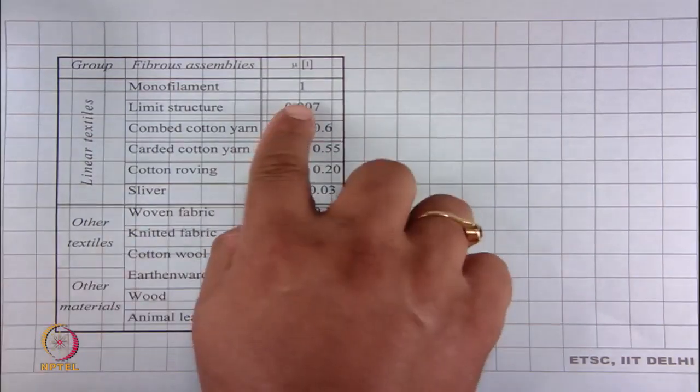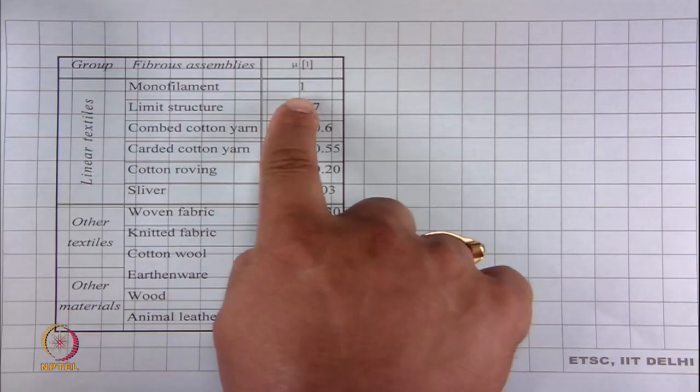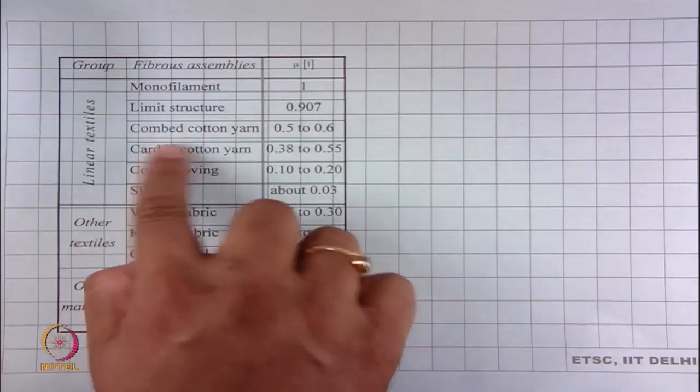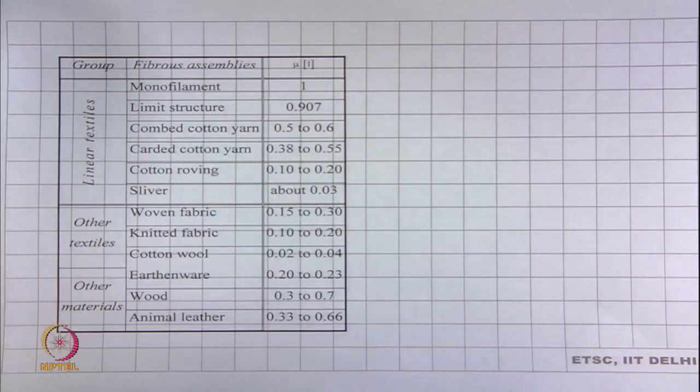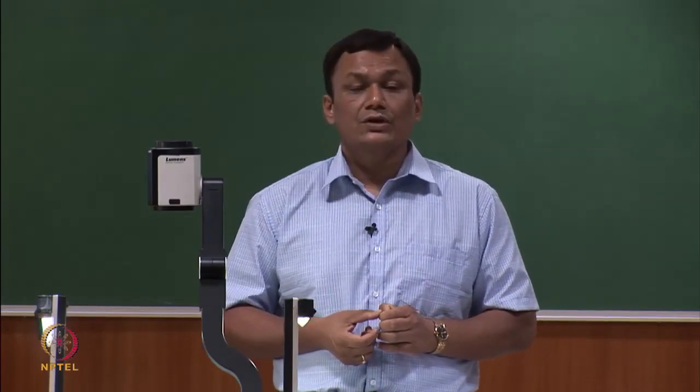In monofilament, practically there is no air. So, packing density of monofilament is 1. Limit structure we will come to a little later. Combed cotton yarn, packing density ranges from 0.5 to 0.6. Carded cotton yarn, packing density ranges from 0.38 to 0.55. What is the packing density of cotton roving? Lot of air is present. Packing density ranges from 0.1 to 0.2.